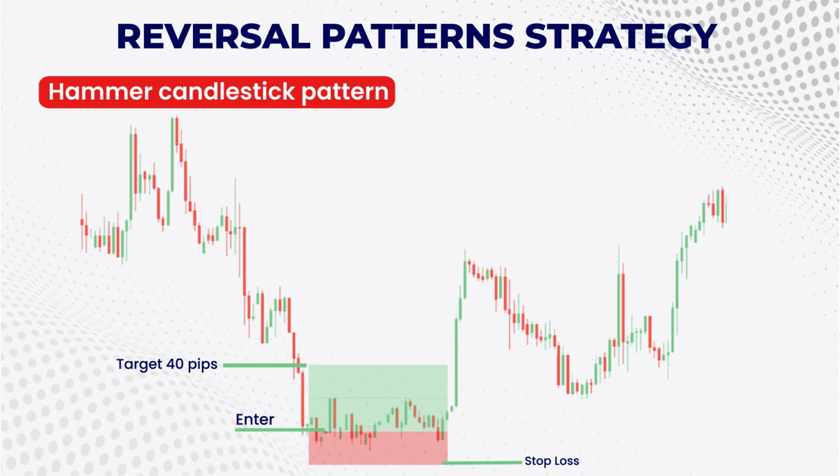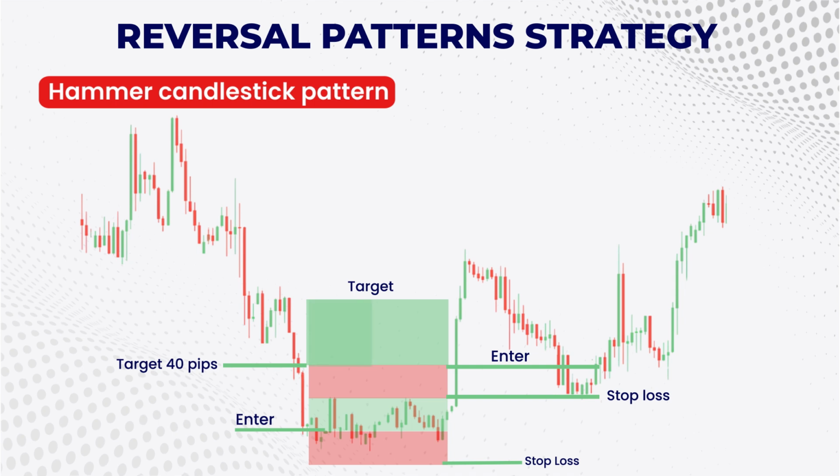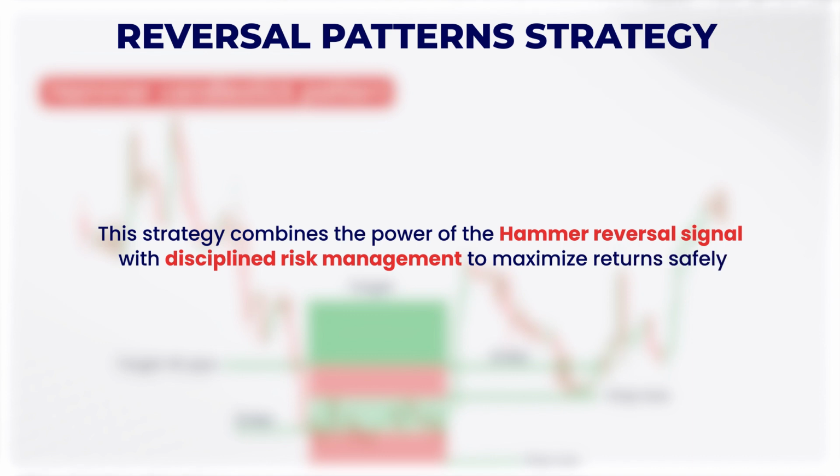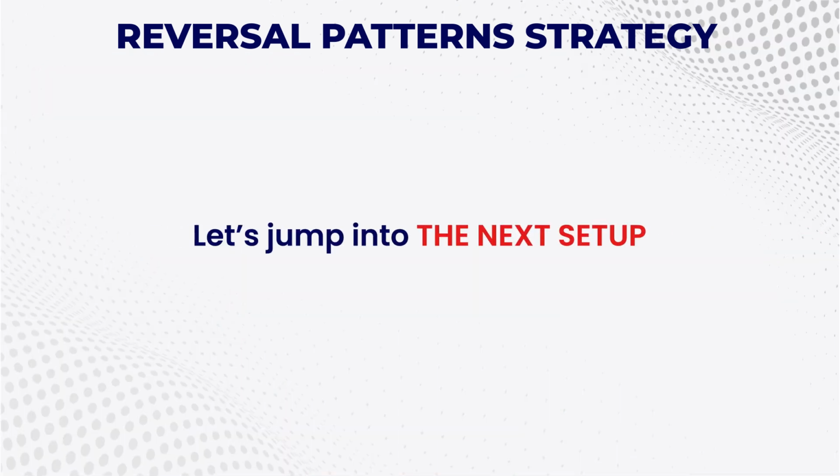The second lot is allowed to run further, with the stop loss moved to break even once the first target is hit. This way, we eliminate risk while keeping the chance for bigger profits. Finally, the second lot also hits 40 pips, giving us double confirmation of the pattern's strength. This strategy combines the power of the hammer reversal signal with disciplined risk management to maximize returns safely. Let's jump into the next setup.